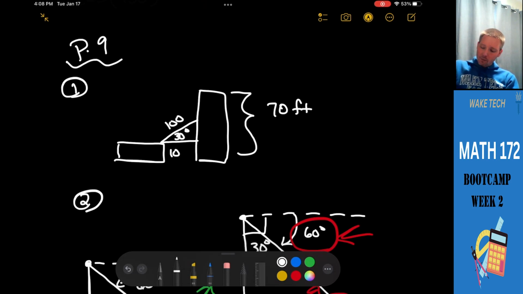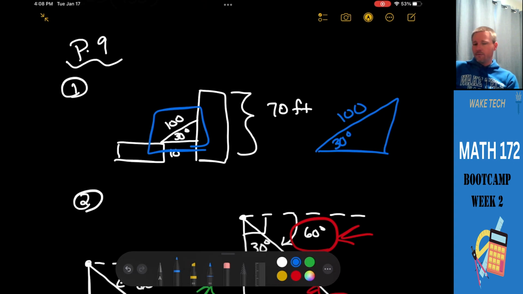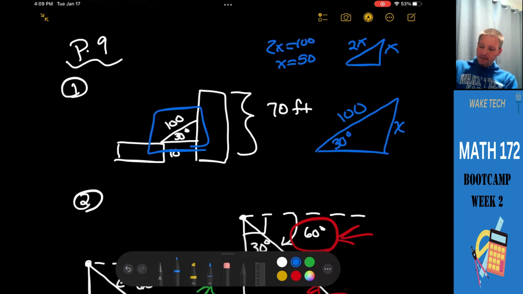So essentially, we're working with this triangle here. I'm going to draw it a little bigger for us. The hypotenuse is 100 feet. We have a 30-degree angle. What we really want to figure out is how far it is going to extend on the right side. Well, that's another 30-60-90 triangle. So in our case, 2x is equal to 100, so x is 50. That means the right side of our triangle is 50.